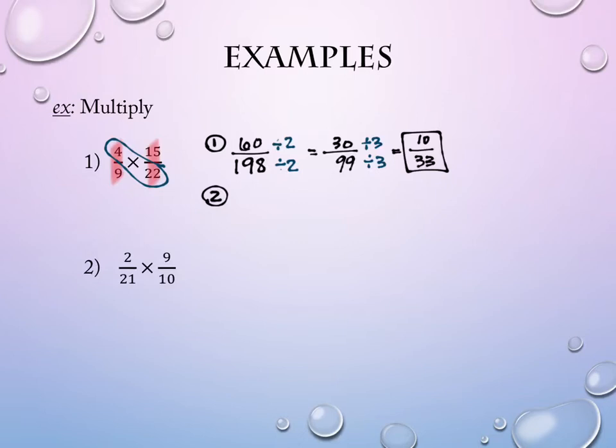2. Yeah, they're both divisible by 2, so I can divide 4 by 2 and get 2, and 22 by 2 and get 11. And then I do the other diagonal.